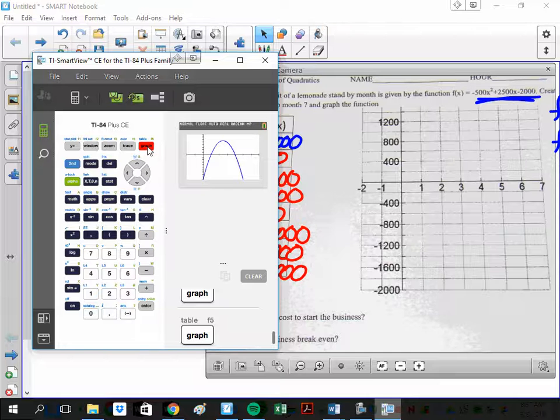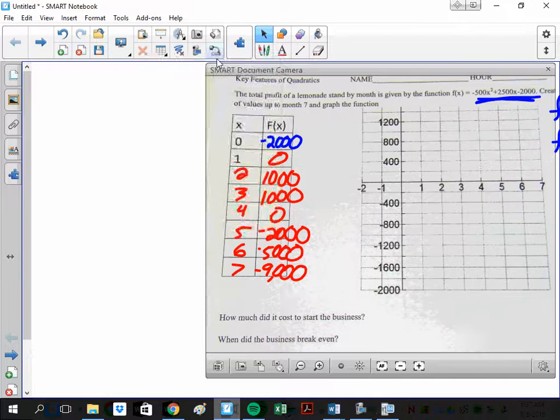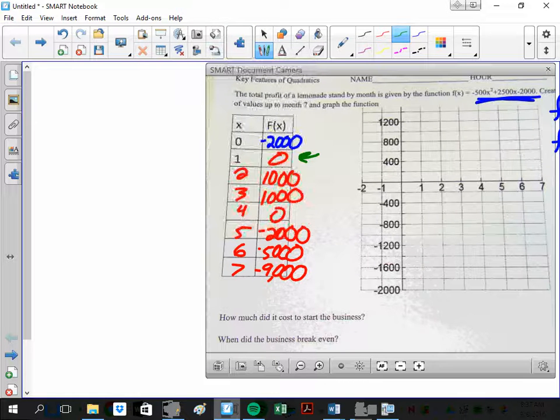Now you could do it with 2 and 3. They happen to be the same number, so you could average those. But the roots, one of the roots is 1 and one of the roots is 4. The maximum or the minimum is always exactly in the middle of any two roots. So if you average 1 and 4, 1 plus 4 is 5. Divide that by 2 and you get 2.5.